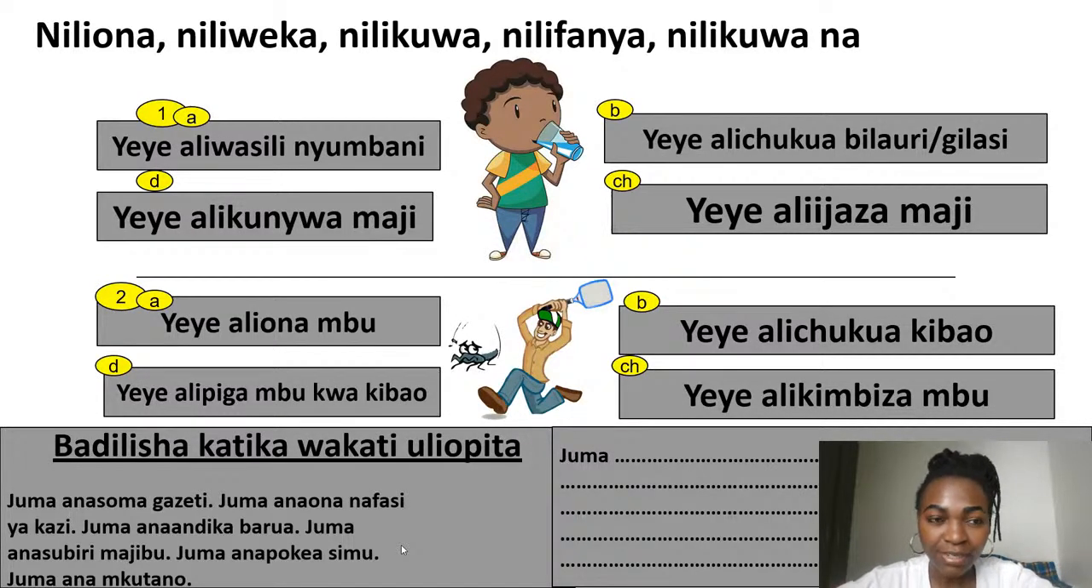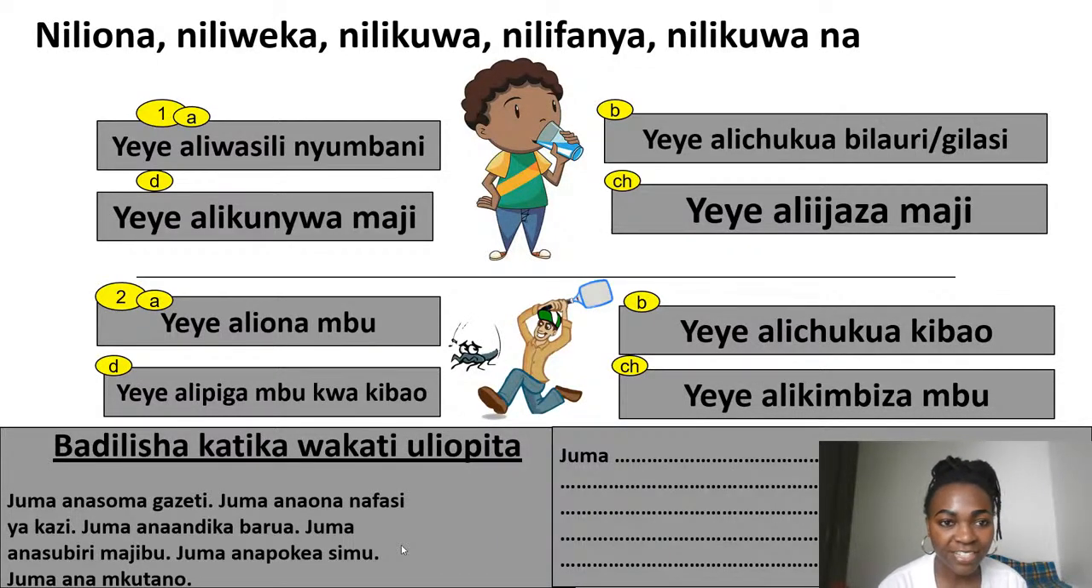Niliona, I saw. Niliweka, I put. Nilikuwa, I was. Nilifanya, I did. Nilikuwa na, I had. Now we're going to see how these words play out in the negation. But first of all, let's do this exercise. Look at the first image. What do you see? Wewe unaona nini? You can pause the video and tell me, or rather you can tell me what you see.